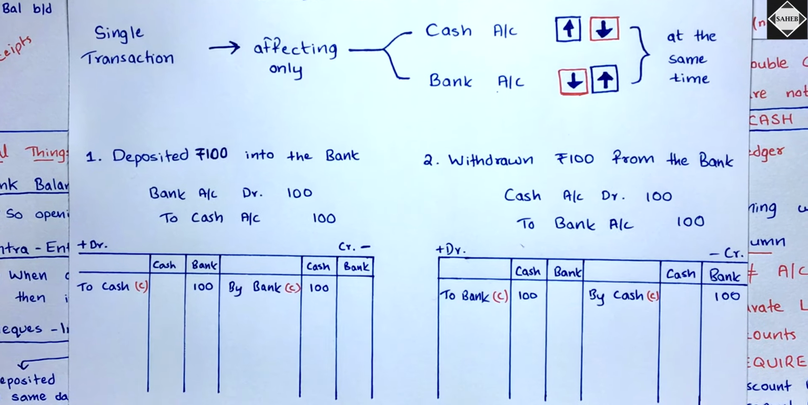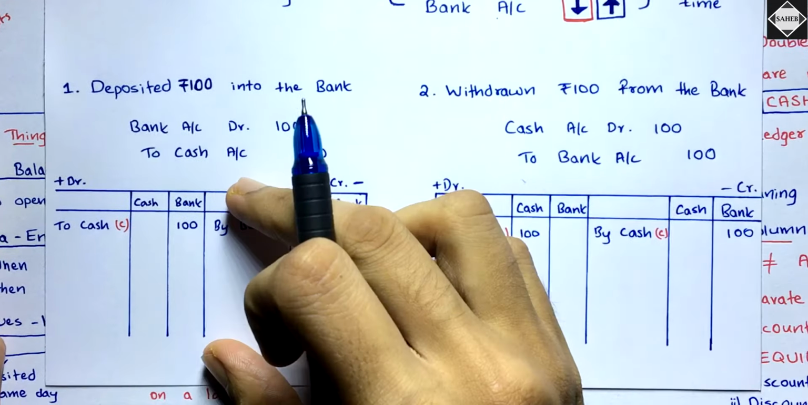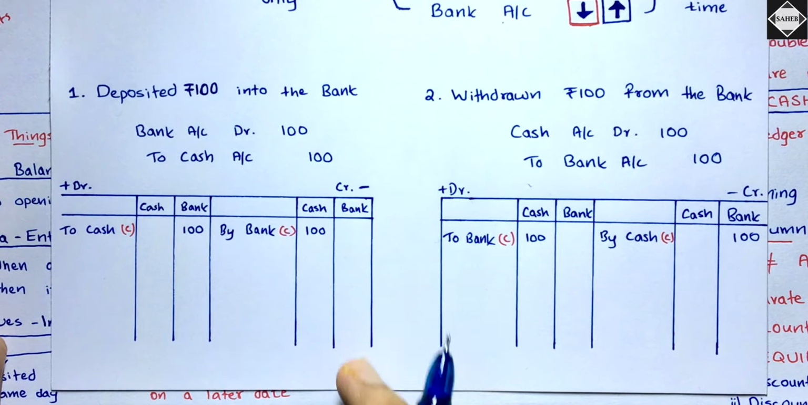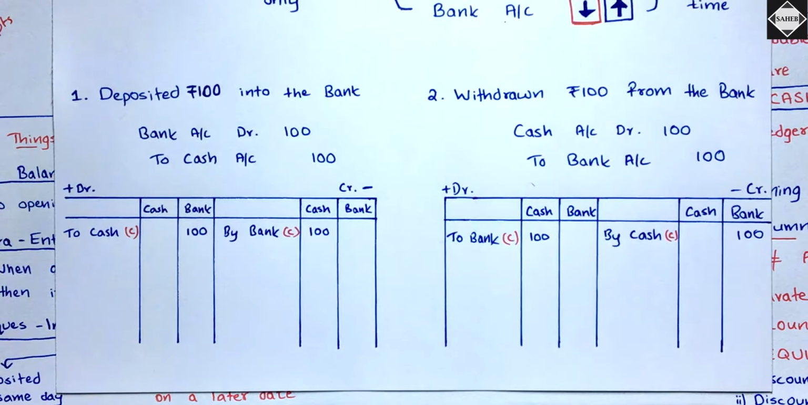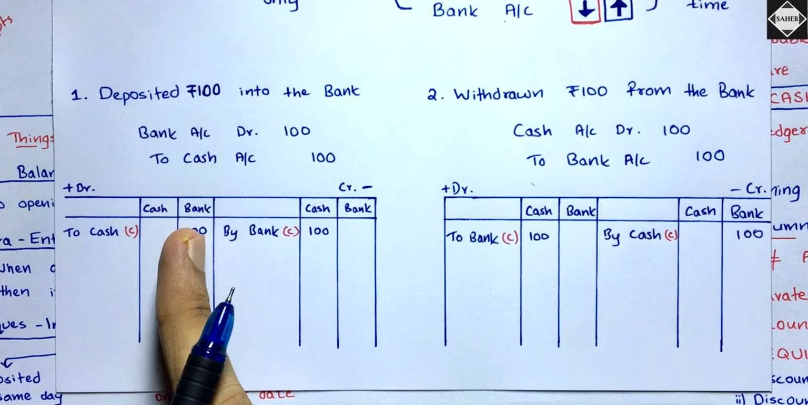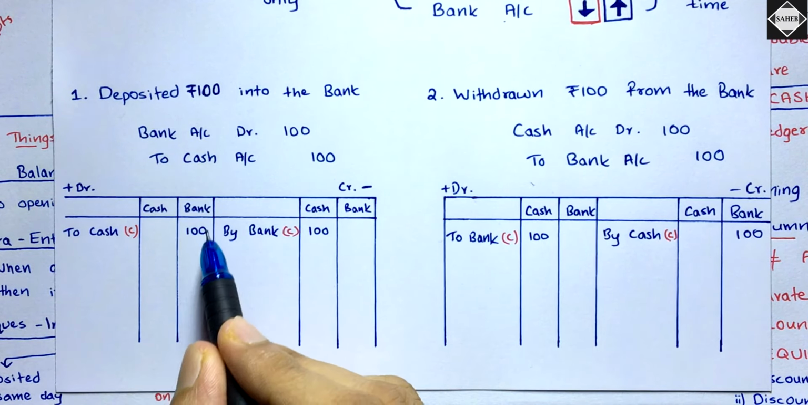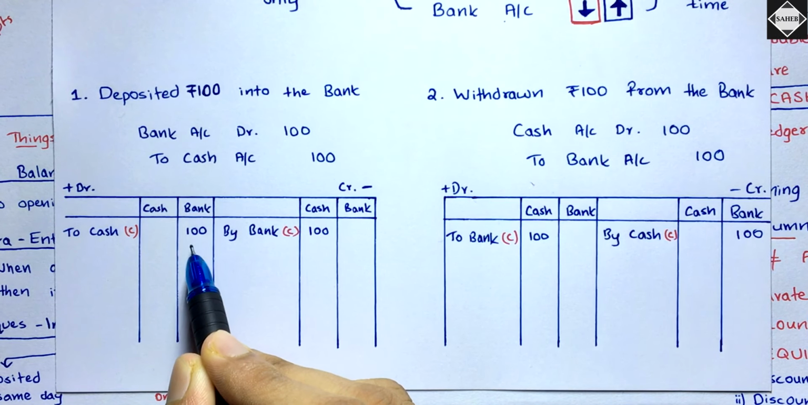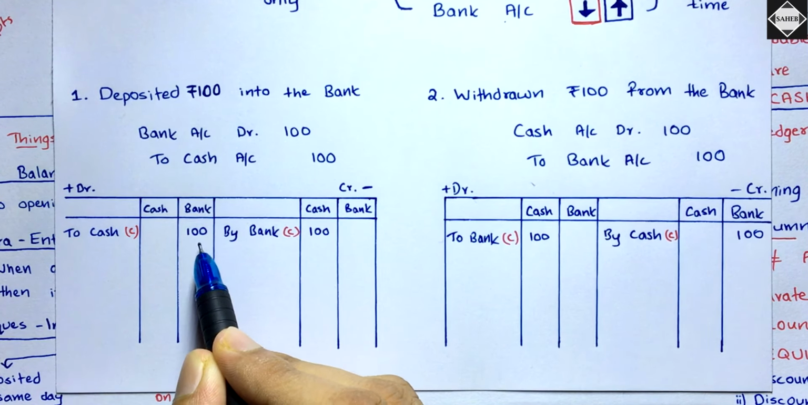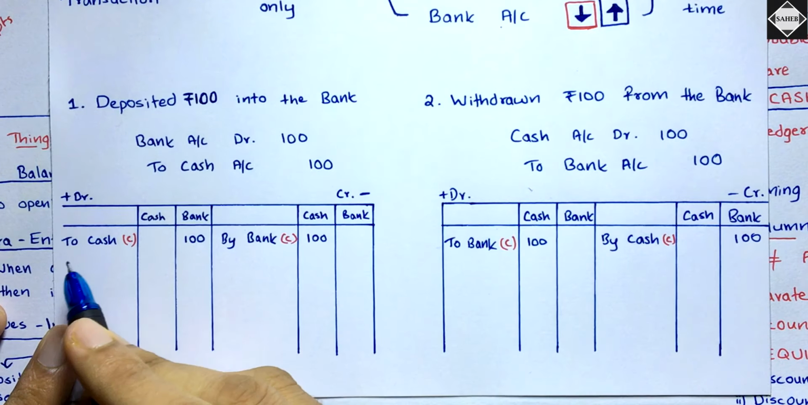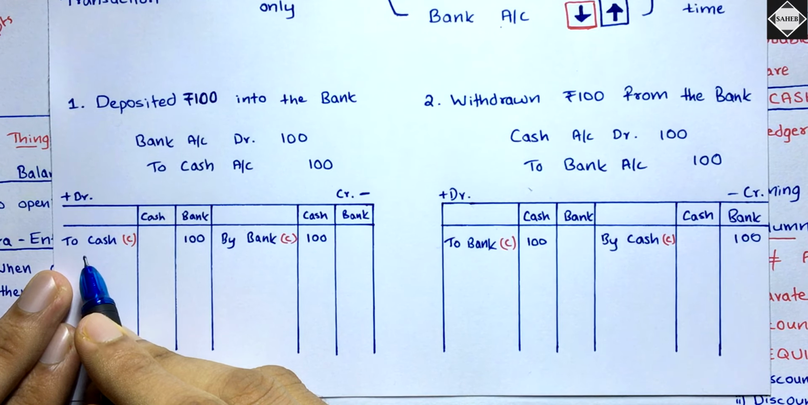See, it's simple. Understand this properly, it's really simple. See the double column cash book properly. Here you have cash column, bank column, cash column, bank column, credit side, debit side. So what has happened because of this transaction? Bank balance has increased, right? So write in the debit side 100 in the bank column, because bank balance has increased. Why has it increased? Because you have put the cash into the ATM machine, in the bank.